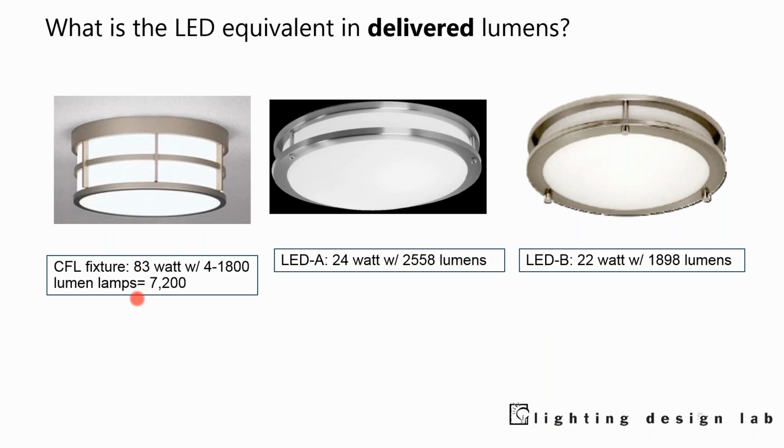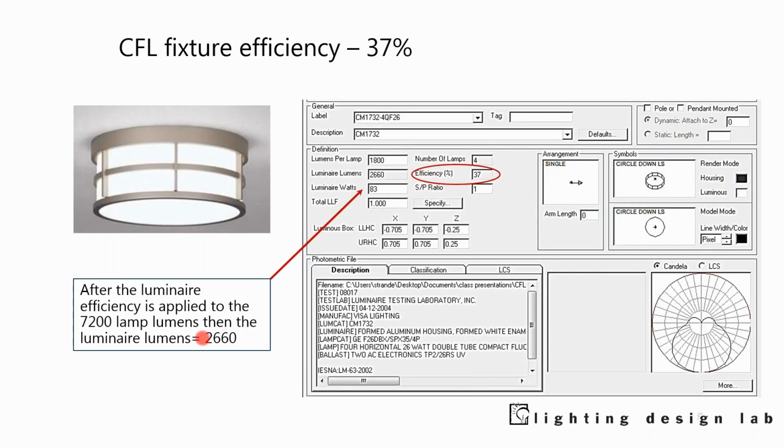So let's take this fixture, we'll look at its photometric file. Well, it turns out this fixture is 37% efficient. That means less than 40% of the light makes it out of the fixture. More than 60% of the light is wasted in the fixture. So if we do a calculation on that, we're actually getting about 2,600 luminaire lumens. All right.